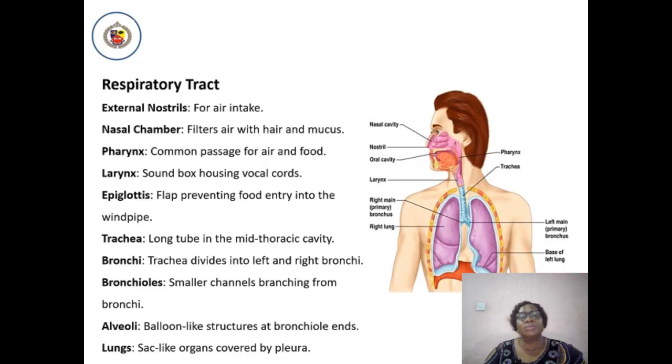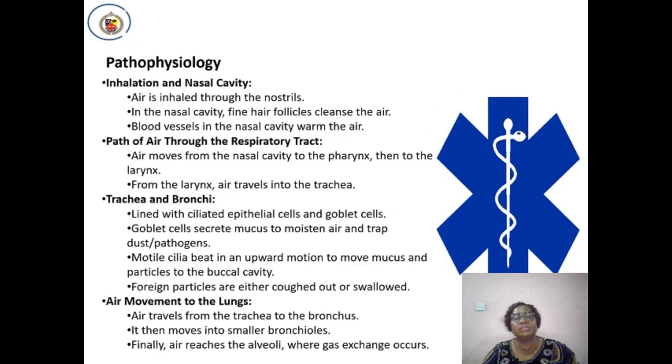We have the pharynx, the common passage for air and food; the larynx, or voice box, housing the vocal cords; the epiglottis, a flap preventing food from entering the windpipe; the trachea, a long tube in the mid-thoracic cavity; the bronchi, where the trachea divides into left and right bronchi; the bronchioles, smaller channels branching from the bronchi; the alveoli, balloon-like structures where the bronchioles end; and the lung, a sac-like organ covered by pleura.